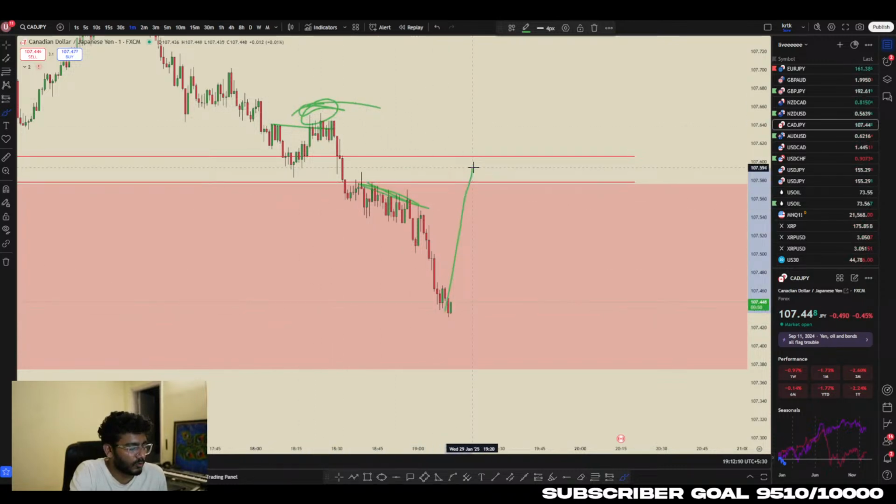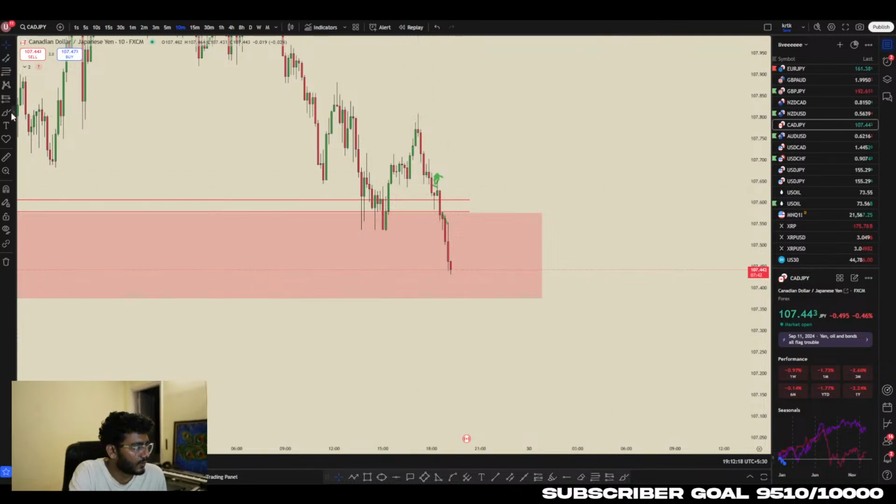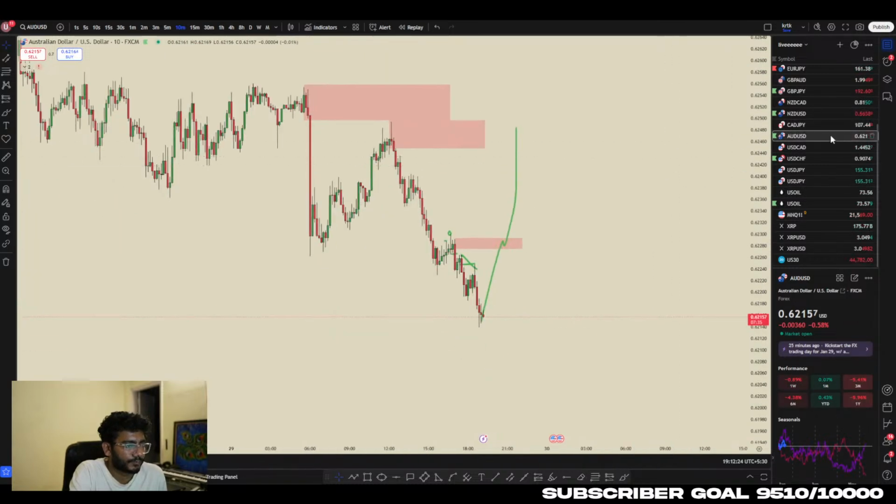If price goes to the upside, this does not mean price will continue. It will just sweep the liquidity and then it can continue. So let's wait for price to break this high. Then we can look for a buy side entry, or else price will just continue to the downside. Let's see.